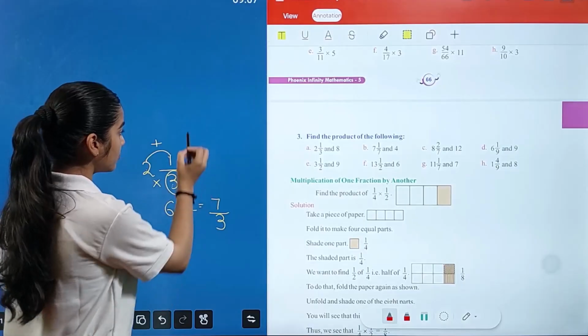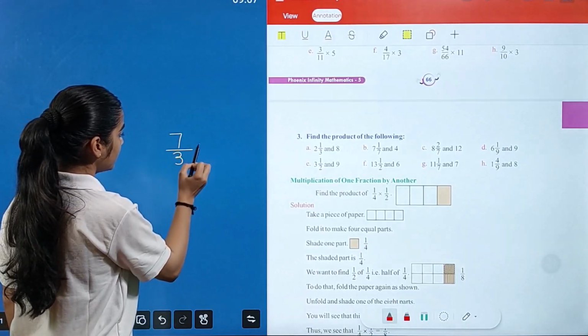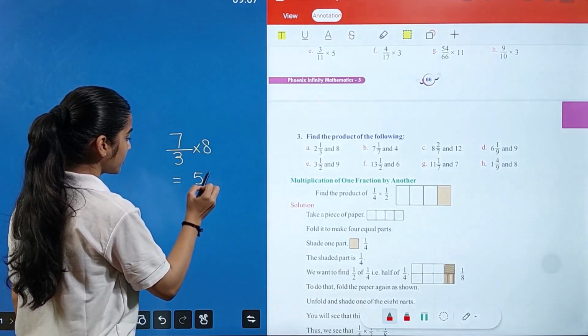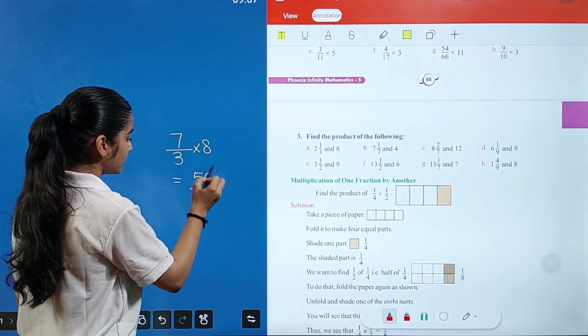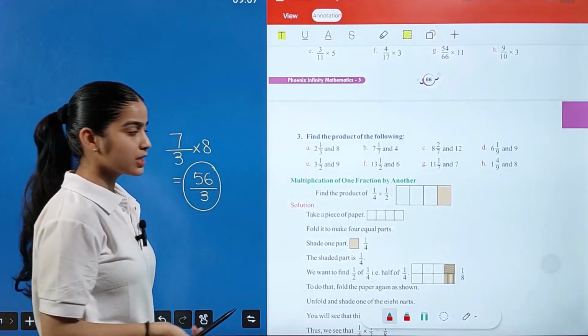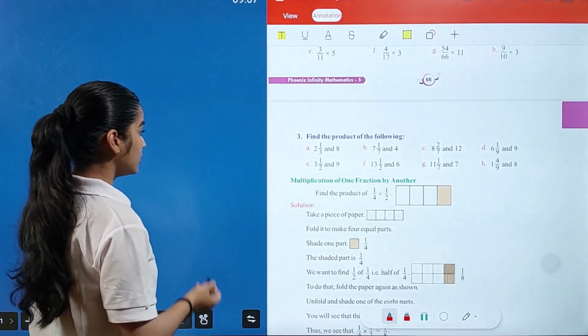So now you have to multiply 7 by 3 multiplied by 8. 7 8s are 56, divided by 3. This is your product. You can further convert this product into a mixed fraction and write it as well. Now we move forward to the next question.